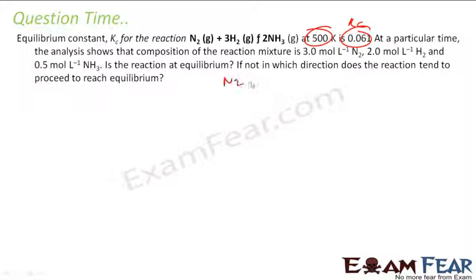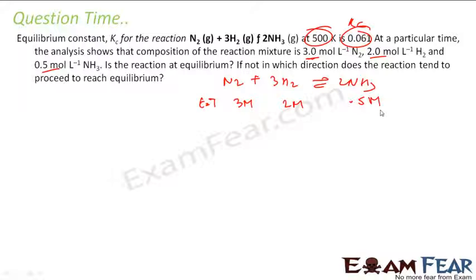So I have N2 plus 3H2 gives 2NH3. At some time T, it says that N2 was 3 moles per liter, H2 was 2 moles per liter, and NH3 is 0.5 mole per liter.